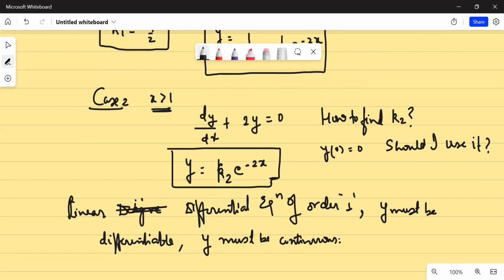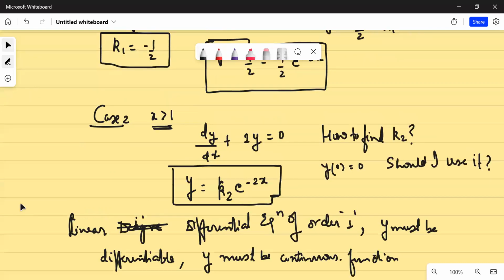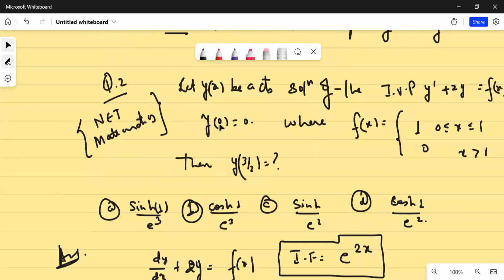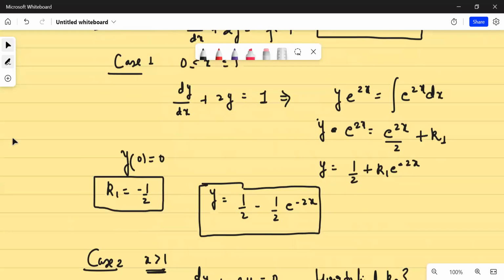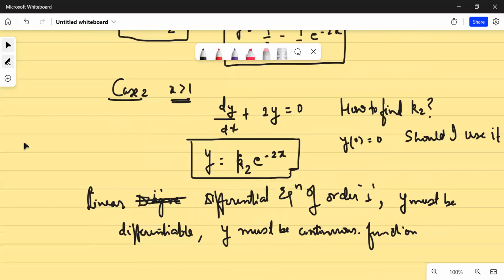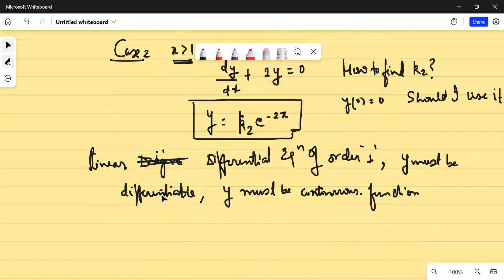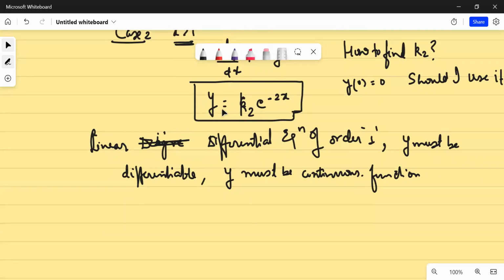Okay, continuous function. And even if you don't write all these things, you see that in your question itself, it was given: let y(x) be a continuous solution of the IVP. Okay, is that clear or not? So for a linear differential equation of order 1, y must be differentiable and y must be a continuous function. And if y is a continuous function, it must be continuous everywhere. At least it must be continuous on the entire interval of existence.